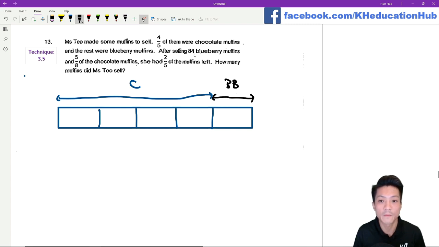After selling 84 blueberry muffins, the problem is I do not know how big or how small 84 is. I do know that 5/8 of the chocolate muffins were sold. Chocolate muffins are 4 blocks, right? So if I were to cut it all into half, this is going to give me just nice 8 blocks, which means that 5/8 were sold.